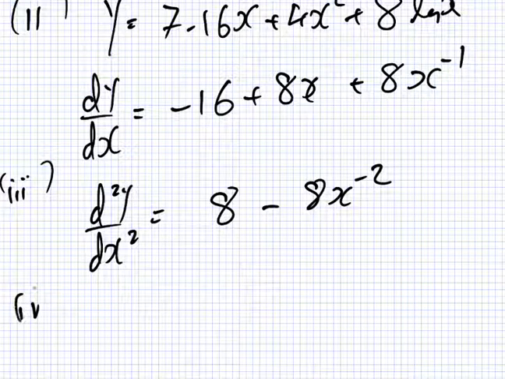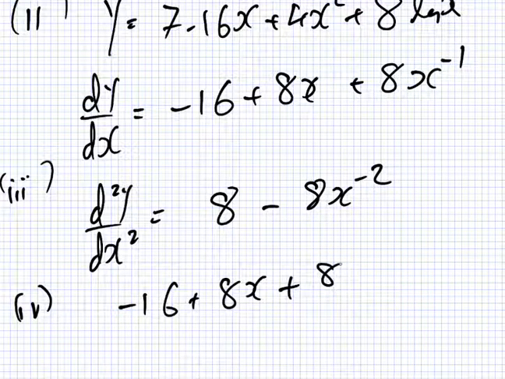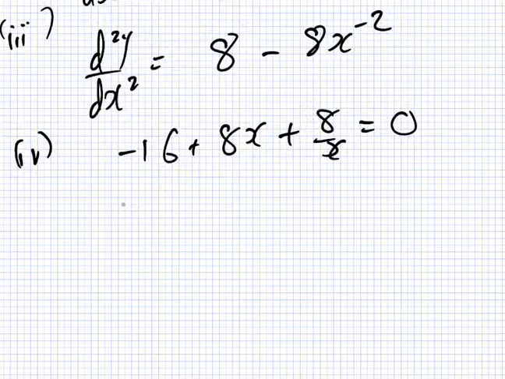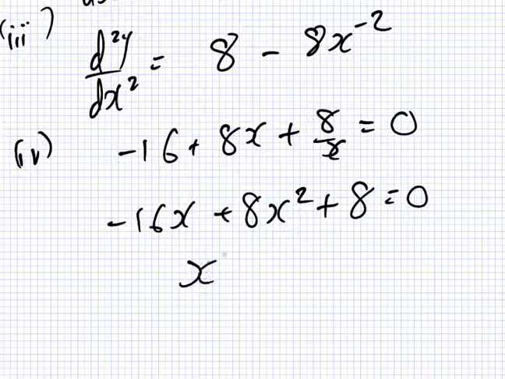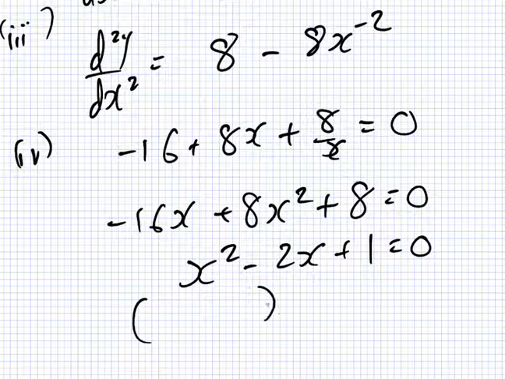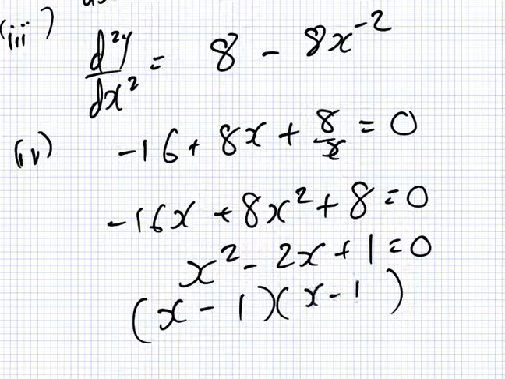Part 4 is find the stationary points for this function. So that is when the first derivative is equal to 0. Since x is not allowed to be 0, we have no problem here multiplying by x. Oh, I could have cancelled the 8 there. Well, I'll do it here. So we have x squared minus 2x plus 1 equals 0. So let's see, our two answers here would be x minus 1 equals 0. So actually we only have one answer here, x equals 1.